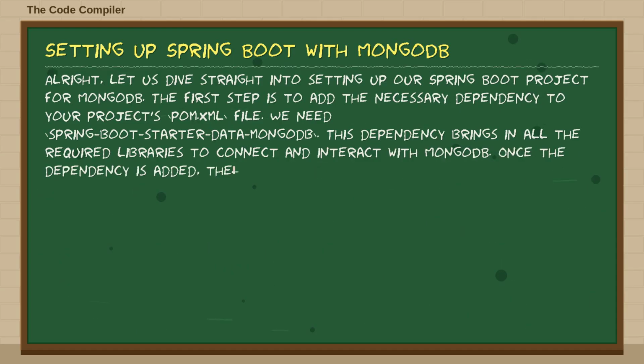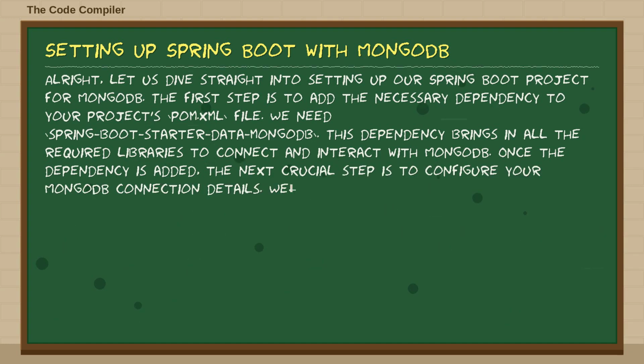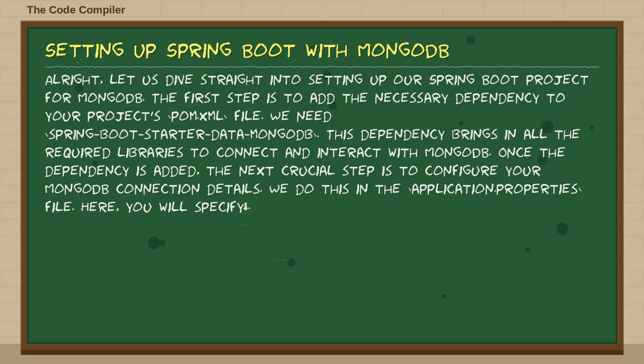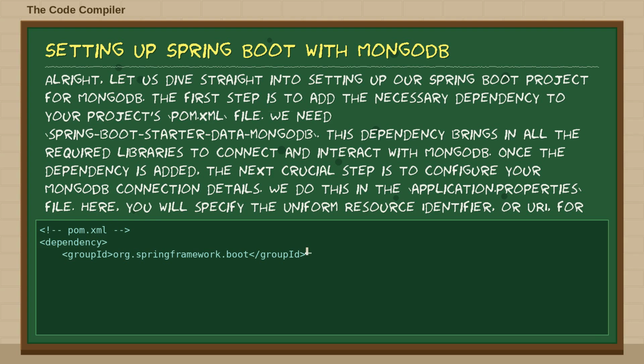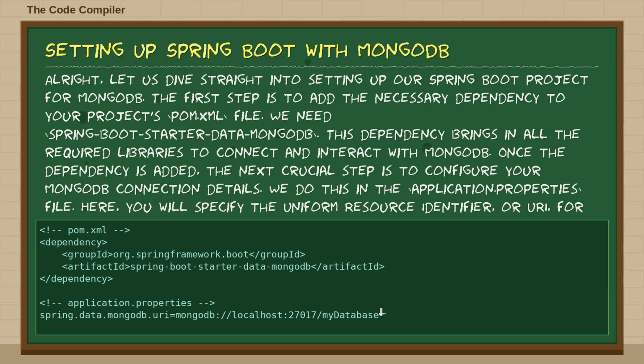Once the dependency is added, the next crucial step is to configure your MongoDB connection details. We do this in the application.properties file. Here, you will specify the Uniform Resource Identifier, or URI, for your MongoDB instance. Typically, spring.data.mongodb.uri is equal to mongodb://localhost:27017/your-database-name. This tells your Spring Boot application where to find your MongoDB server and which database to use. Simple, is it not?